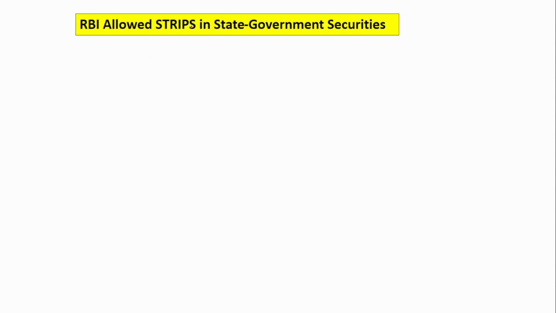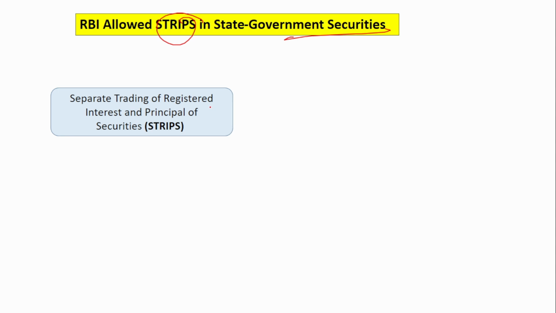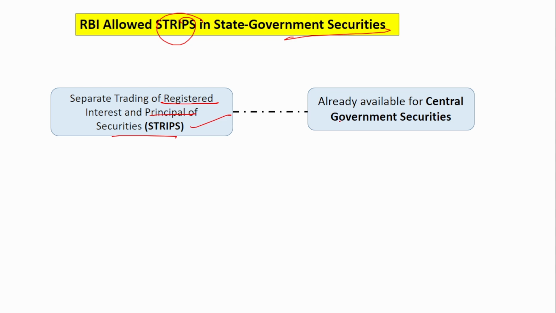Next is RBI allowed STRIPS in the state government securities. So what is STRIPS? STRIPS is Separate Trading of Registered Interest and Principal of Securities. Remember the full form. This STRIPS option is already available for central government securities. Now it is made available for state government securities.